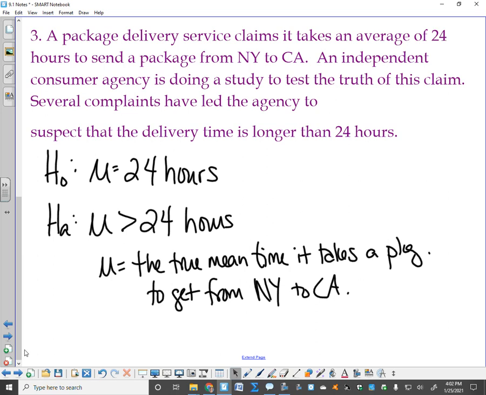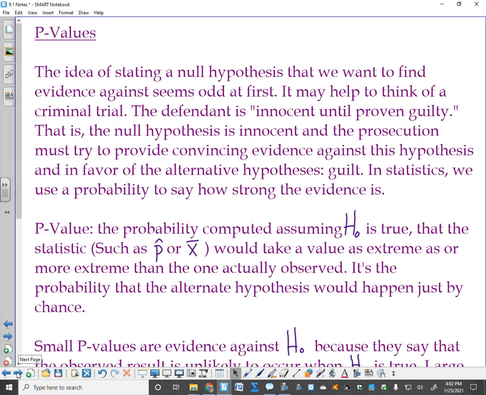So now that you know how to build your null and your alternate and define your parameter, now we're going to talk about how you make a decision as to which one you go with. So we're going to talk about a p-value. All right, now let's be crystal clear here. That is a capital P. This capital P does not stand for proportions. Proportions are lowercase p. This capital P does not stand for probability.